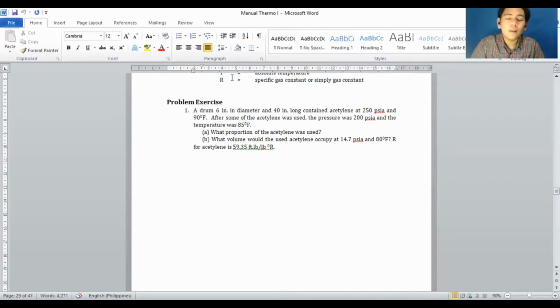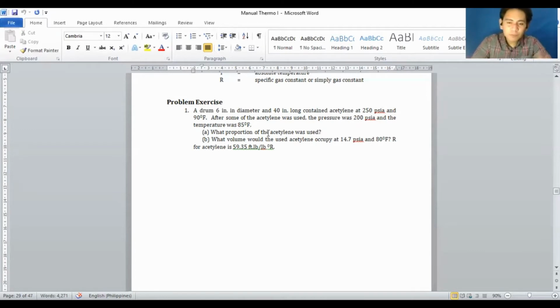Now, our general equation for this kind of question is M1 plus M2 equals M3. Why? Because the question here is what proportion of the acetylene was used? And we only have two conditions given: the pressure and volume of the contained acetylene, and after the acetylene was used, we also have its pressure and its temperature.